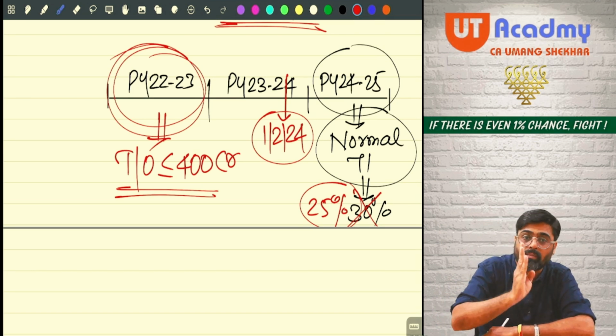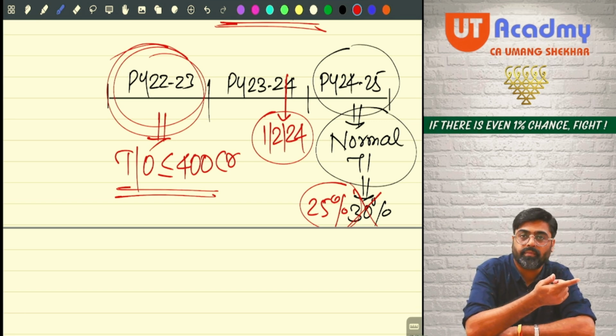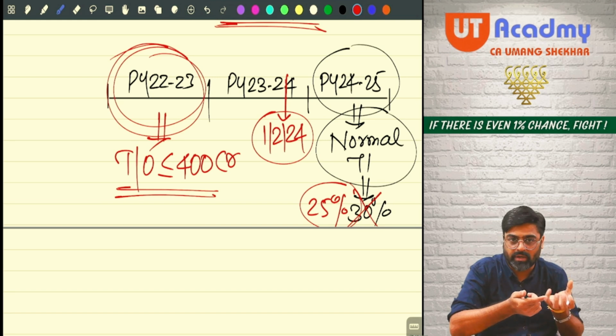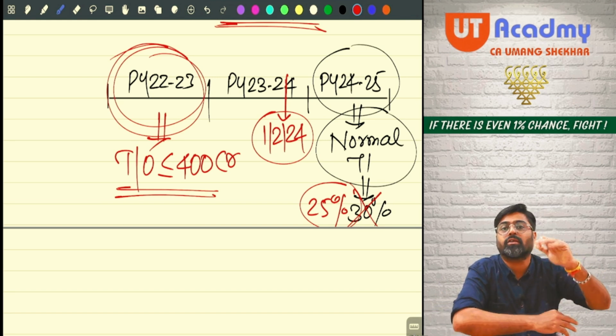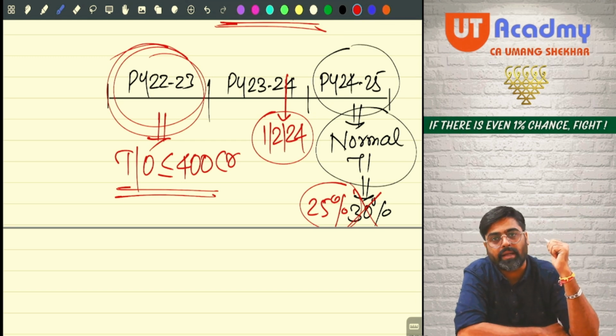Okay. Then what about the partnership firm? Partnership firm will also pay what? Surcharge. Total income, whatever tax calculated, special tax, normal tax, total tax. On that total tax, the partnership firm will also pay surcharge at the rate of 12%.